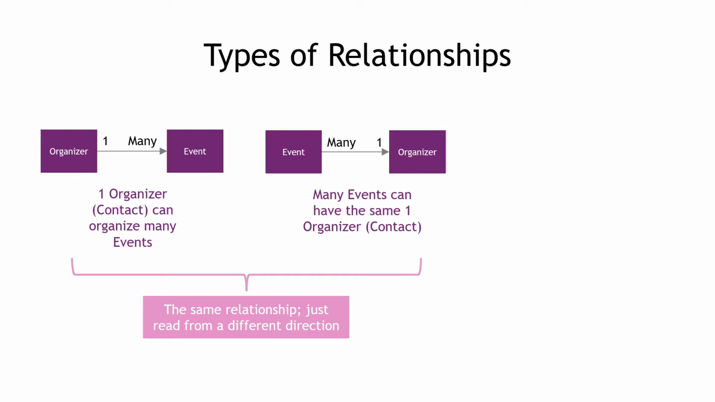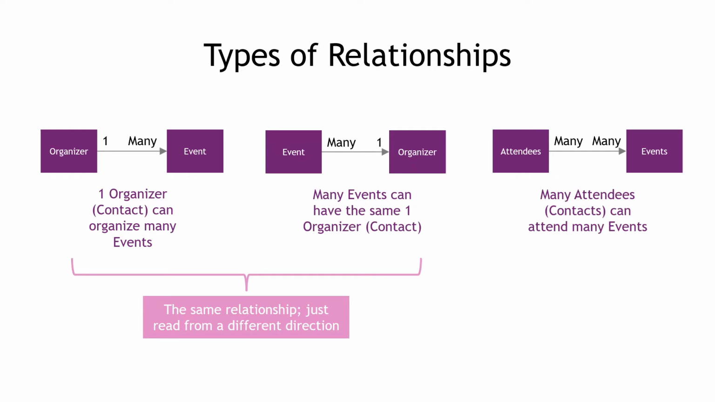When you go set it up in the system, each of those tables will have the same relationship attached to them. And then finally we have the many-to-many, sometimes called n-to-n. And here the example is attendees to events. Many attendees can attend many events. So those are the basics of relationships.